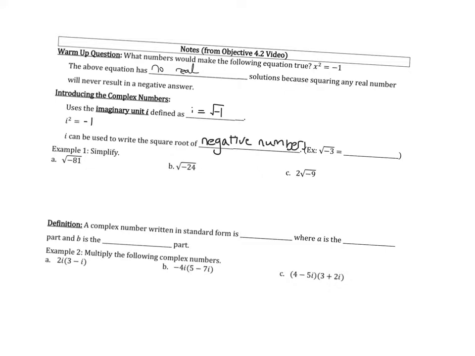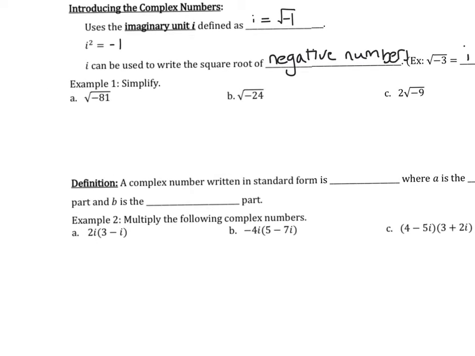For example, the square root of negative 3. We can't simplify the square root of 3, but I can pull out an i because I see that negative underneath the square root. So I pull the negative out, make it an i, and leave the square root of 3. Let's do a little more with this. Square root of negative 81. Square root of 81 is 9, and since it's negative, it's going to be 9i.